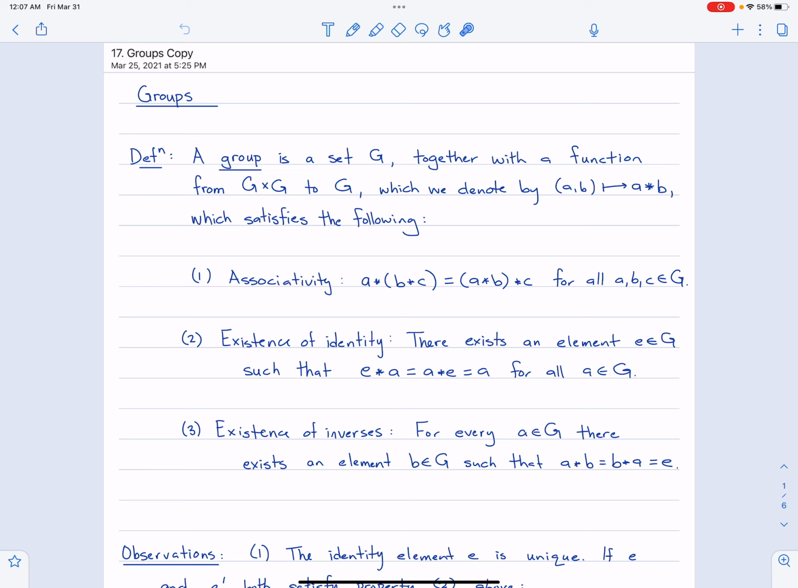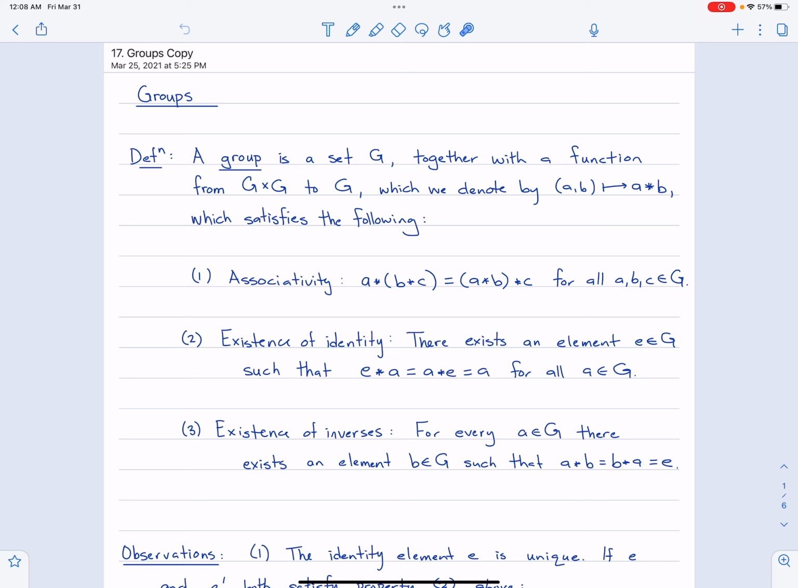So I can take B and C and plug them into this group operation together first. And then I can take the result of that and plug it in with A, and that should give me the same group element as I would have gotten if I had plugged in A and B into the group operation and then plugged the result of that in with C. Okay?